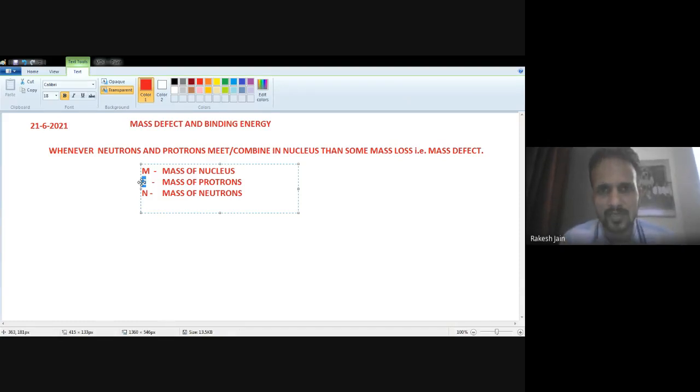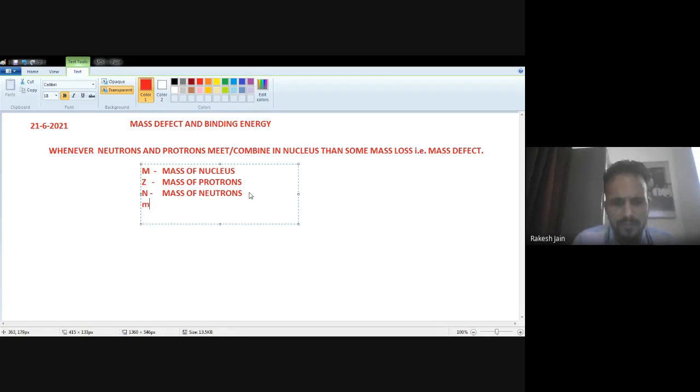Instead of capital letters, we can use small letters. Why? Because the mass of the nucleus is very large compared with those, so we can use small z and small n also. No problem. Otherwise, you can use the capital letters. There is no problem in using these letters. You should know about the abbreviations.